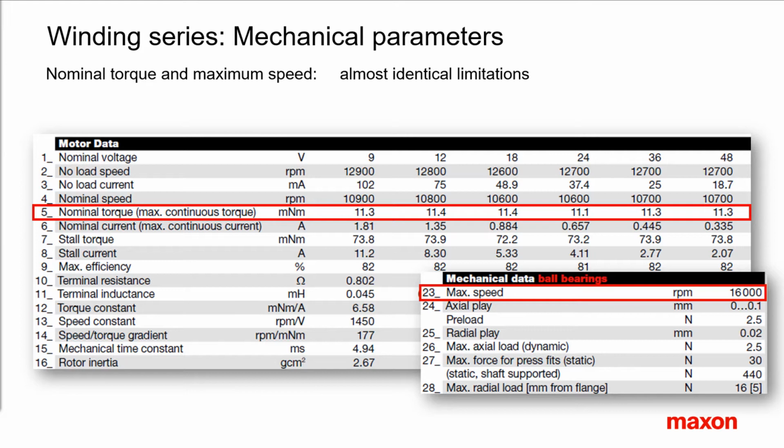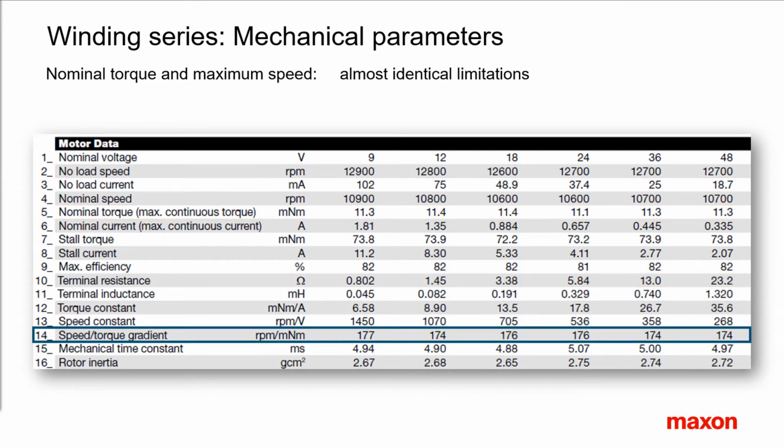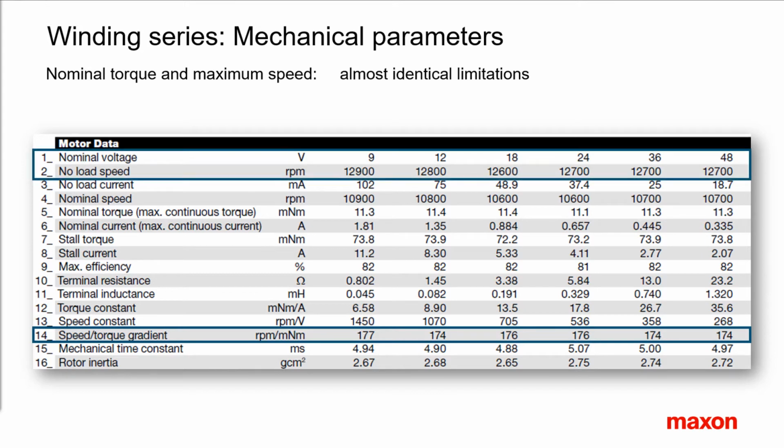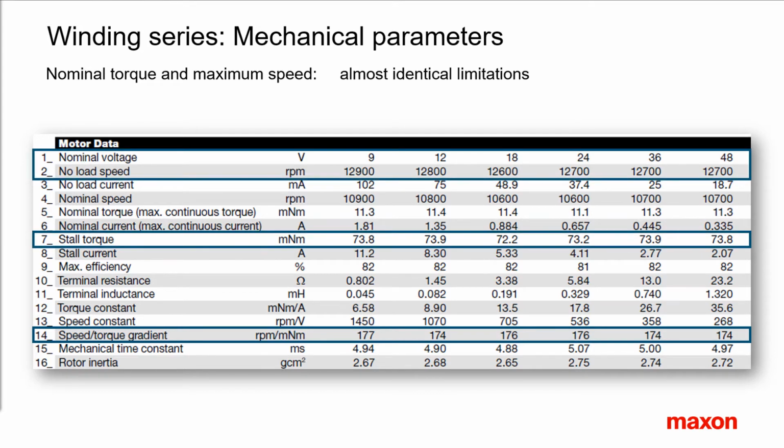How does the speed-torque line change over the winding series? The speed-torque gradient is almost identical. Each winding has its particular nominal voltage. It is selected to give a similar no-load speed for all the windings. Accordingly, the stall torque is very similar too. Again, from a mechanical point of view, we get a very similar behavior for the different windings.